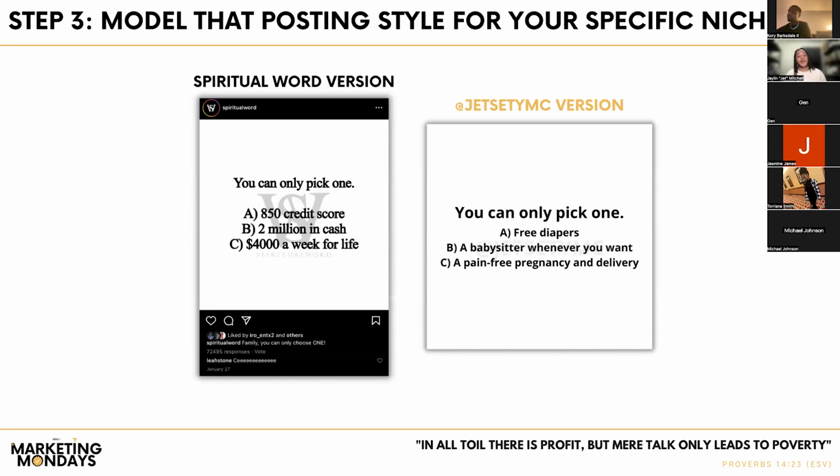So we've got the spiritual world's version. You've got my version. They said you can only pick one: 850 credit score, 2 million in cash, 4,000 a week for life. I said you can only pick one: free diapers, a babysitter whenever you want, a pain-free pregnancy and delivery.